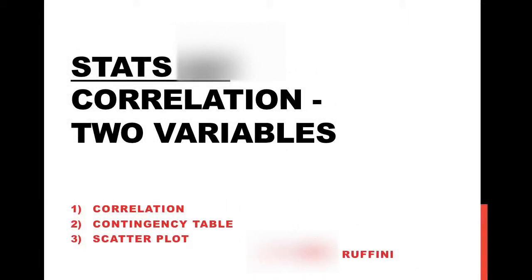The second PowerPoint for our statistics unit is on correlation of two variables. So we're going to learn about correlation, what a contingency table is, and what a scatter plot is.